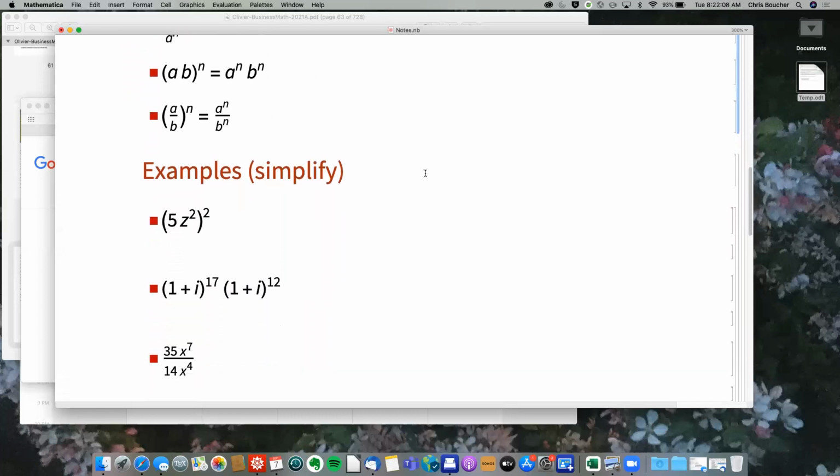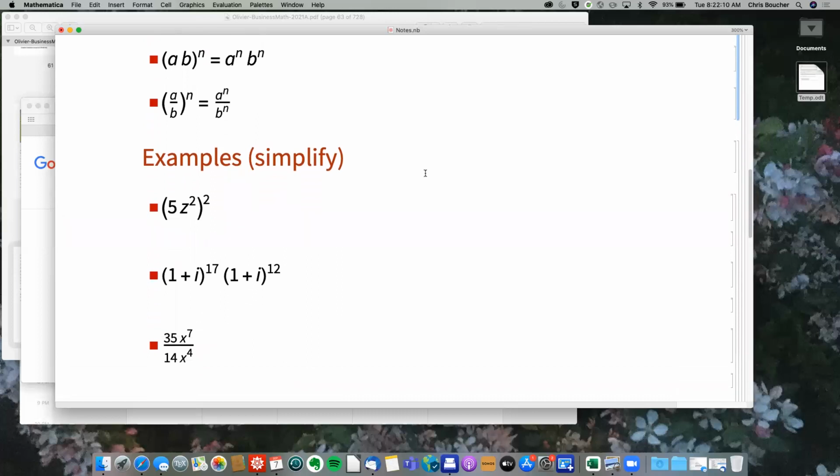All right, let's look at a couple of quick examples. Think for a minute about this one. I'm going to give you a couple minutes to think about that one. The goal is to try to simplify it and write it as an expression that only has one exponent. Right now, there's 2 exponents.